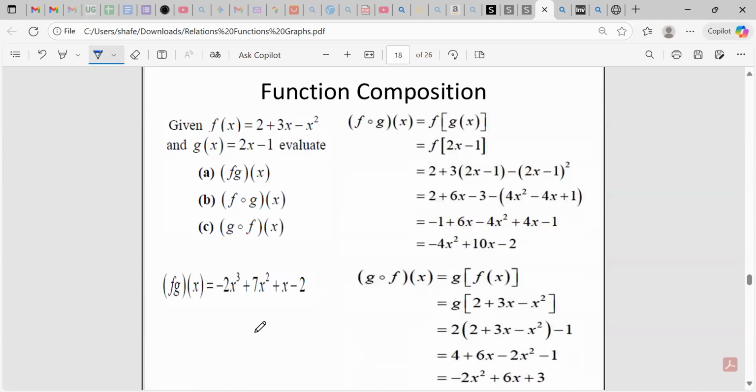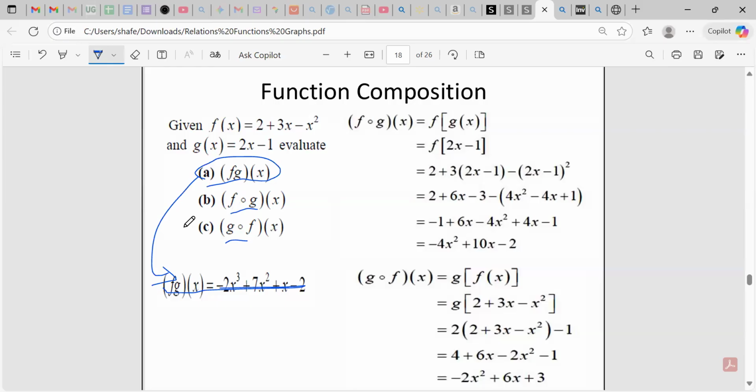So we've got two functions, right? f(x) is 2 plus 3x minus x squared, and g(x) is 2x minus 1. Multiplying the two, we're not going to deal with that. We're going to find the composite of f and g and the composite of g and f. And it's interesting to see whether they're the same thing.